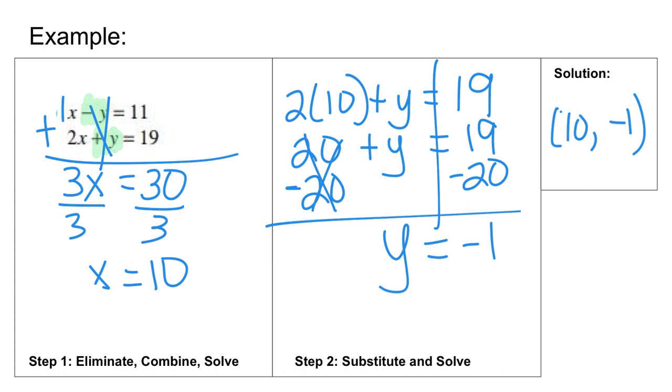So this whole process is not super, super difficult. You've just got to look for those things that can eliminate. Decide if you're adding or subtracting. Add when they're opposites. Subtract when they're the same. And then get your x, substitute back in to get your y.